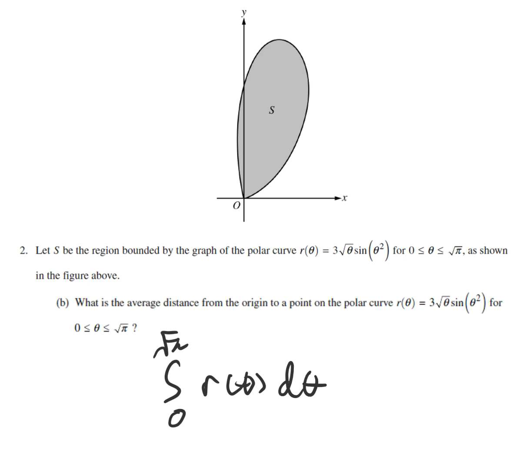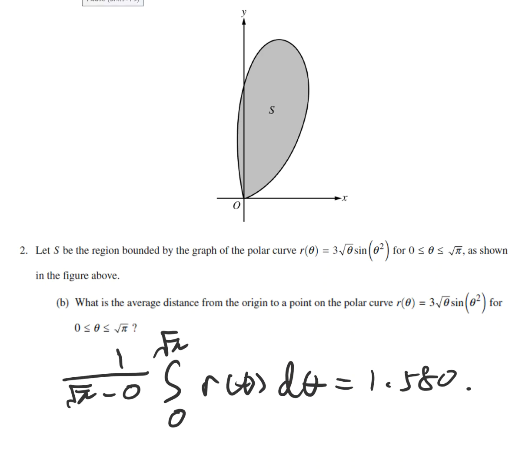And for the average distance, we're going to multiply by 1 over square root of pi minus 0. So this will be the average distance. If we just plug it into the calculator, we will get 1.580. The hardest part of this question is to figure out what the distance from the origin to a point on the curve is. And don't forget to divide the integral expression by square root of pi minus 0 to get the average distance.